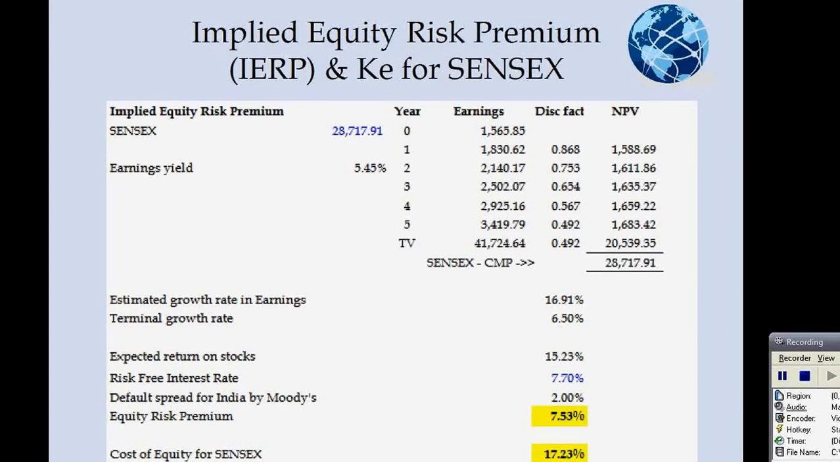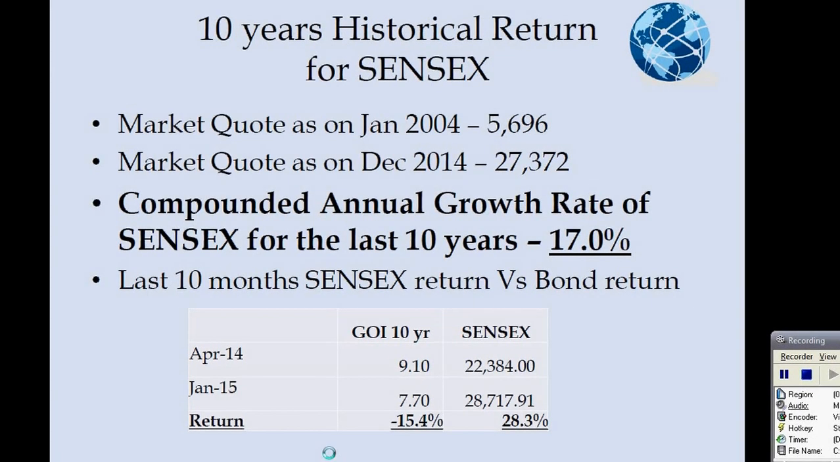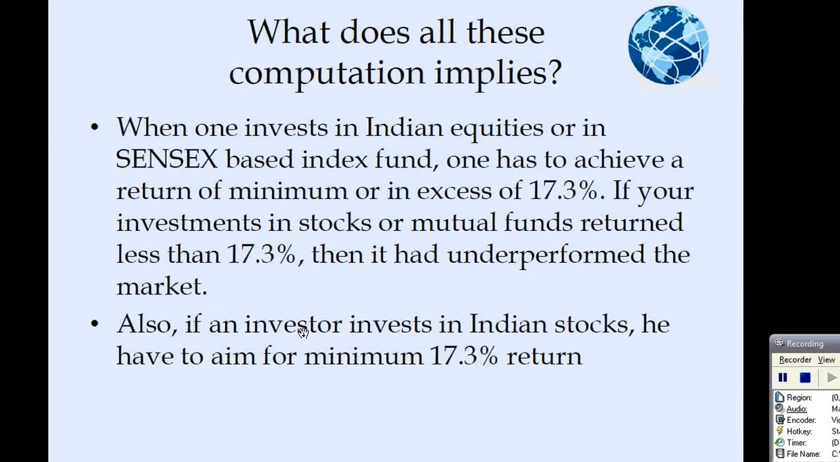Now we have calculated the cost of equity for SENSEX as per the CAPM model, but what does it really mean? When one invests in Indian equities, or in an index fund based on SENSEX, an equity investor can expect a minimum return of 17.23%, against the risk-free return of 7.7%, as well as the safe return on fixed deposits in Indian public sector banks, which I say is somewhere around 9.25%. This is pre-tax.